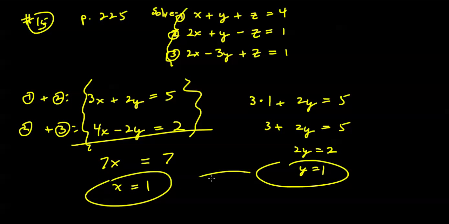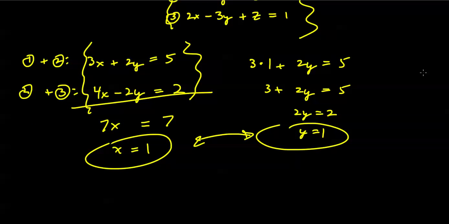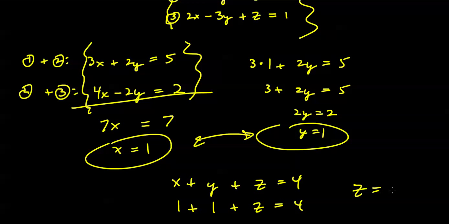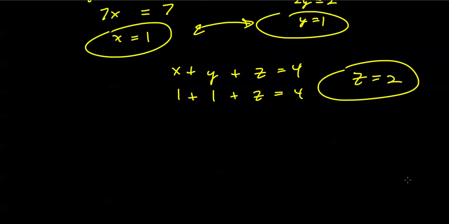Now that I've solved for these 2 variables, I can plug those 2 values in for x and y into any of the original 3 equations. I think I'm going to pick the first one. x plus y plus z equals 4. If x is 1 and y is 1, I can solve for z, and z of course equals 2. So my triplet solution for that original system is going to be the ordered triplet: x is 1, y is 1, and z equals 2.